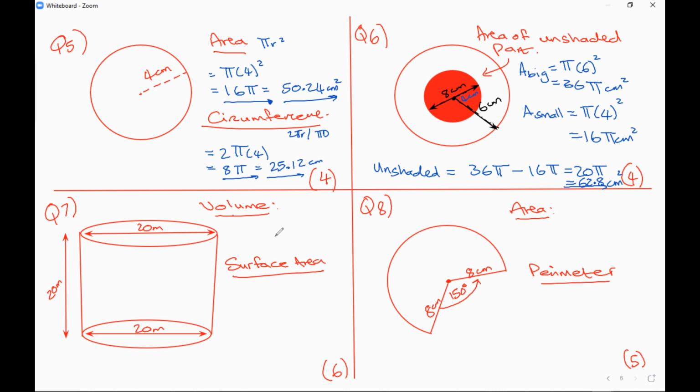For the volume over here, the formula is pi r squared times height. So that's pi. Now my radius is actually 10 meters in total. So it's going to be 10 squared multiplied by height, which is 20. This will become 100 times 20, which is 2000.